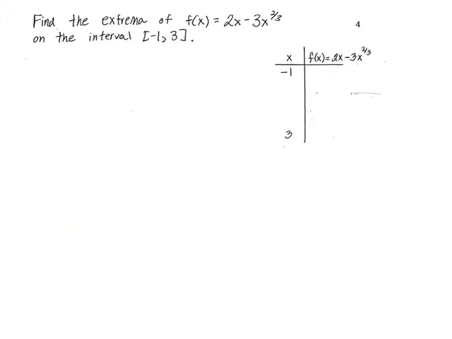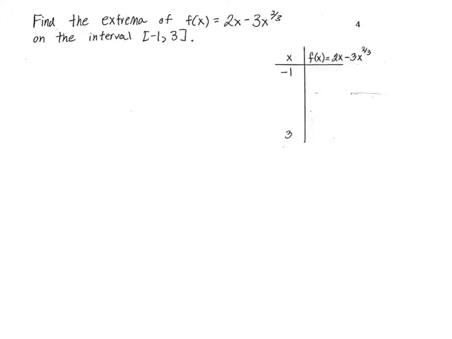Let's try it with our next example. We want to find the extrema of f of x equals 2x minus 3x to the 2/3. Since we want to find it over the interval -1 to 3, the interval will always be given, we would put a -1 as our first x value, 3 as our last x value, and now we want to find the critical points in the middle.